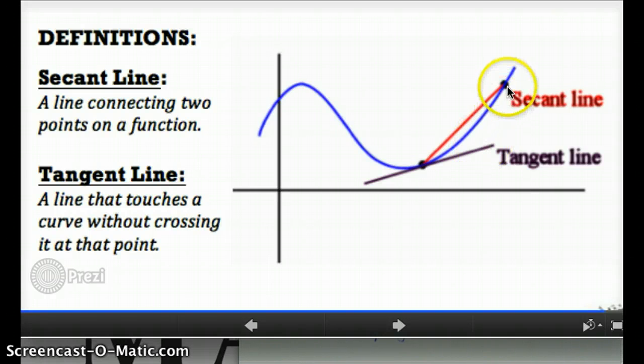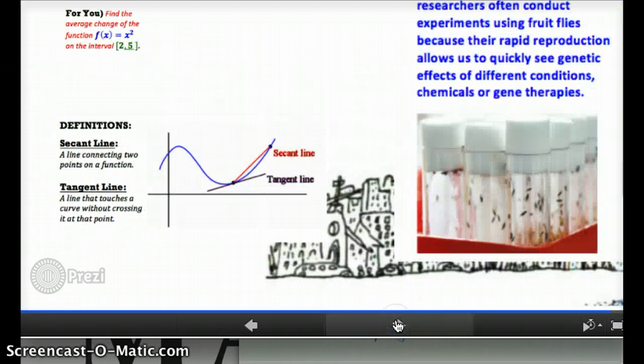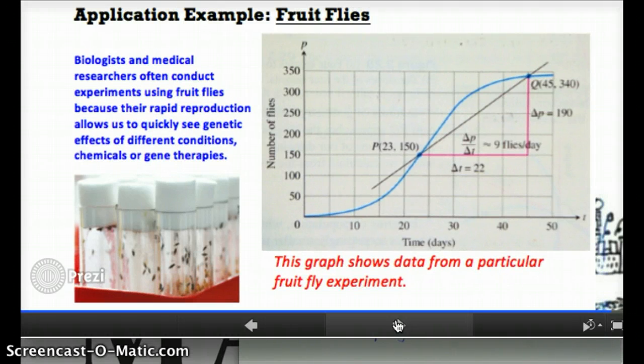Also notice that when you have a secant line, you have 2 points, and when you have a tangent line, you only have 1. That's going to turn out to be a problem in just a couple minutes. So in today's lecture, we're going to use an example about fruit flies. Fruit flies are commonly used in medical research or just in biology, partly because they reproduce so quickly. And this graph is an example of the data that a scientist might track if they were doing an experiment with some fruit flies. What do the x and y axis represent?